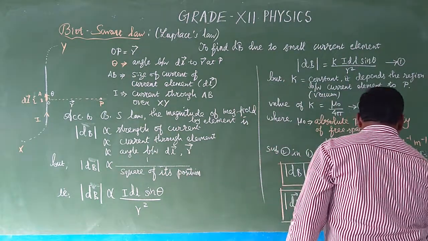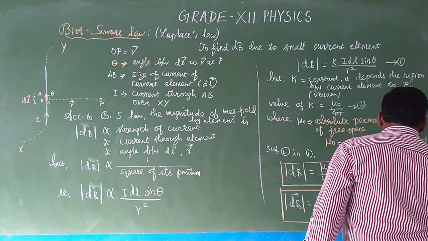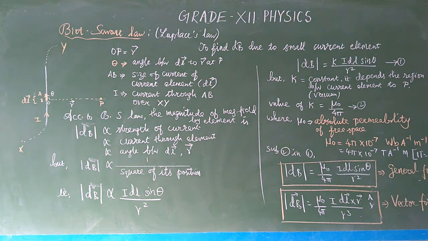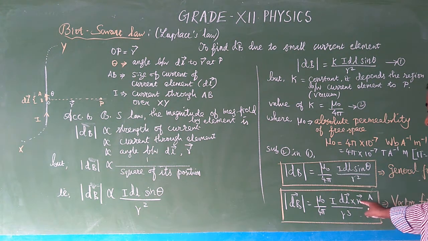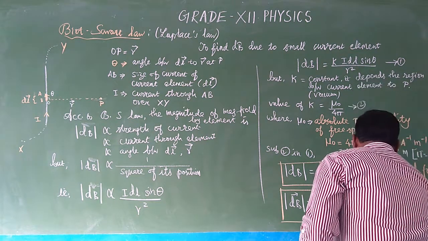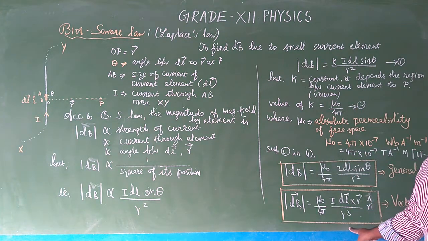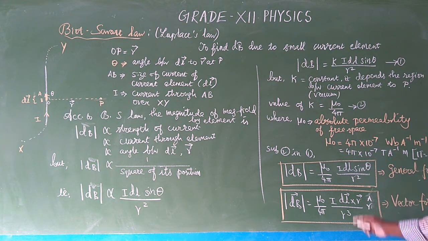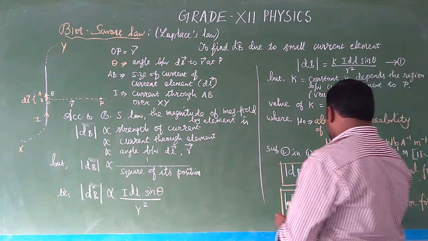This is the vector form of Biot-Savart law. Okay, right. So we have a general form and a vector form. In the vector form, we have put r cap as a unit vector and mentioned the vector notation. So this is the vector form of Biot-Savart law and this is the general form of Biot-Savart law. In the general form we did not use vectors, but here we have used vectors.